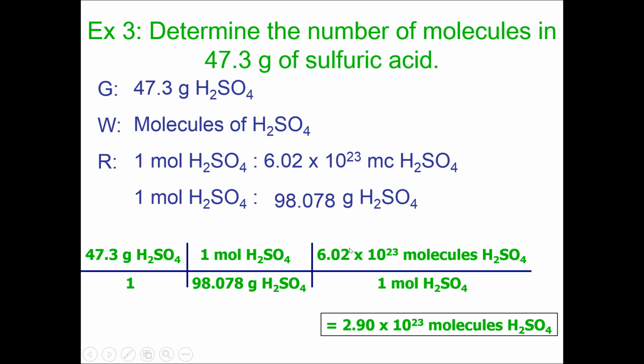Here's the other way you can type this problem into your calculator. 47.3 times 6.02. Hit that EE button for the times 10 to the exponent section. So again, 47.3 times 6.02 EE, 23, divided by 98.078. I skipped all of these ones because they're not going to make a difference in my calculation, and you still should get the same exact answer.